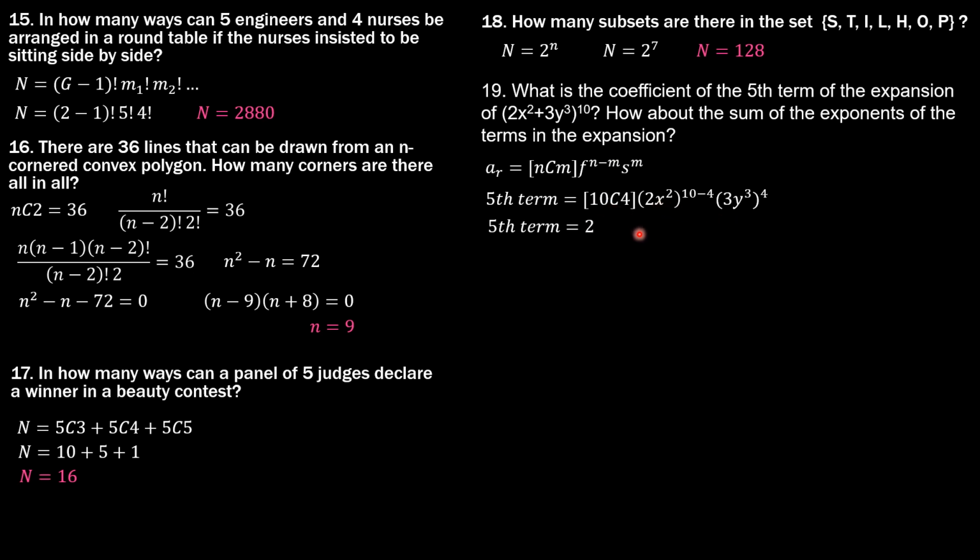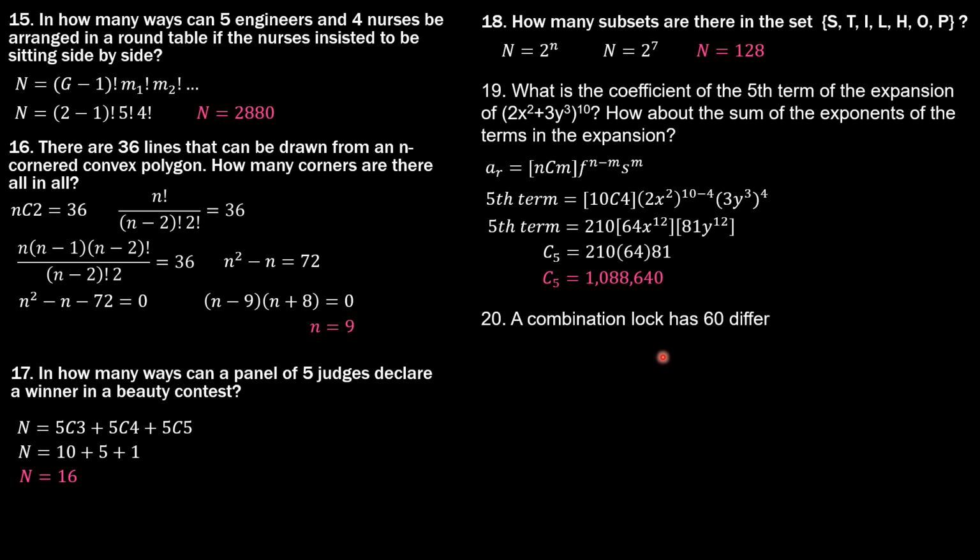Expanding, 10C4 is equal to 210, then 2 to the 6 is 64, then x squared quantity to the 6, 2 times 6, so that's why we have x to the 12 here. 3 to the 4th is 81, 3 times 4 is 12, so that's why we have y to the 12. We are not interested in the fifth term, we are interested only in the coefficient of the fifth term, and that is 210 times 64 times 81. And that value is equal to 1,088,640.